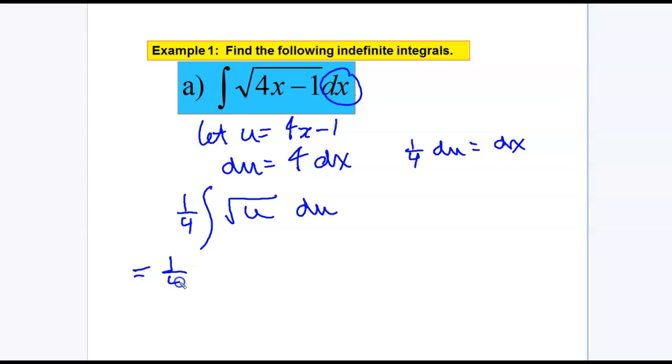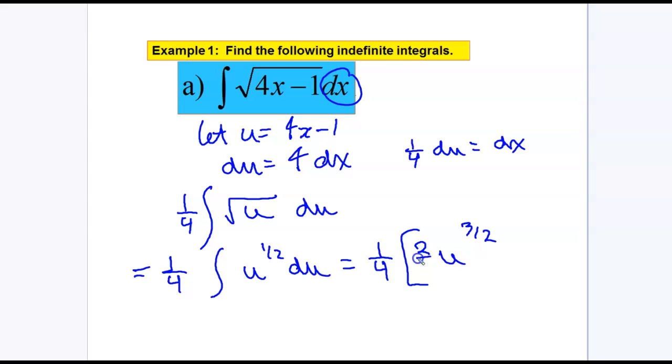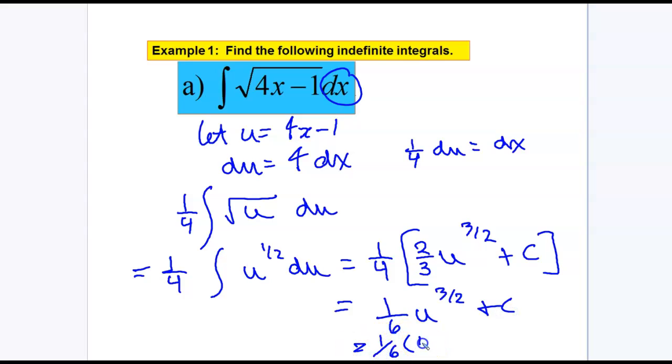So now to integrate this, I'm going to change this to u to the 1/2 du. And now I'm ready to integrate, so 1/4 is my constant. If I integrate this, I add 1, which is going to give me 3/2. Dividing by 3/2 is like multiplying by 2/3, and I multiply it by the constant. Multiplying these together, I'm going to get 2 over 12, which is really 1 over 6, u to the 3/2 plus a constant. And now I'm just going to substitute back in my value for u. And that should be my final answer.